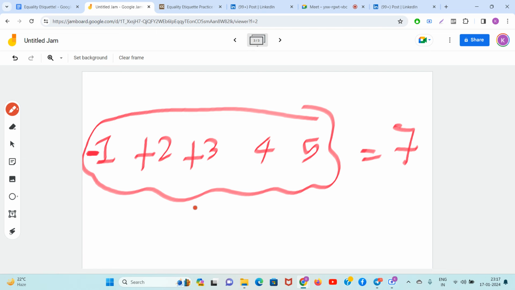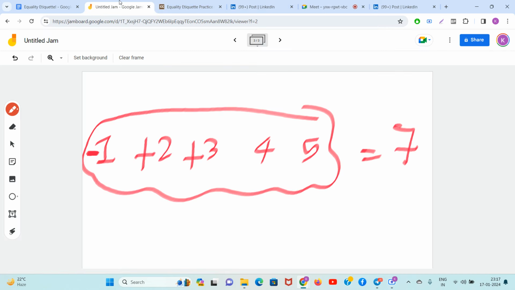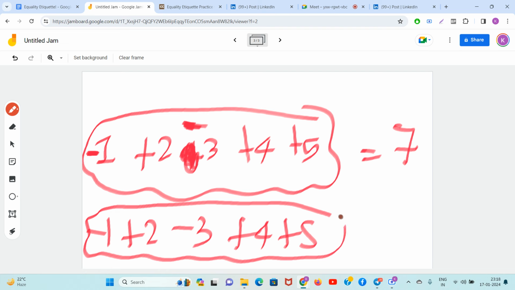Wait, I hope, guys, what was the solution to this? Even I forgot. Please tell me. Guys, what was the solution to this one? Write in the chat. Plus 1, plus 2, minus 3. Okay, let me write it as minus 3. Minus 1, plus 2, minus 3. Guys, is it correct? 4 plus 5 is 9. Okay, guys, so this is the solution. Minus 1, plus 2, minus 3, plus 4, plus 5. This is becoming equal to 7.